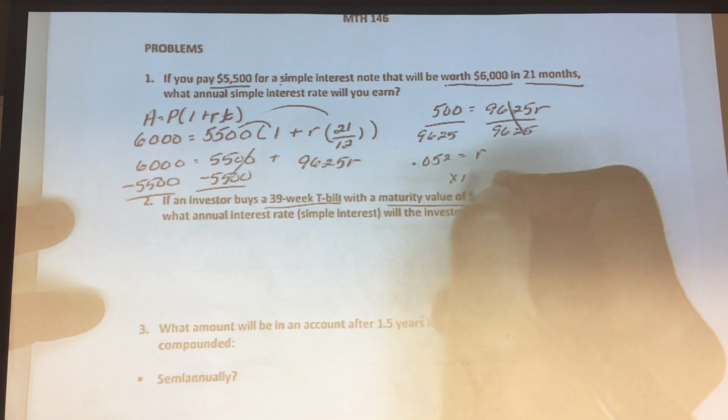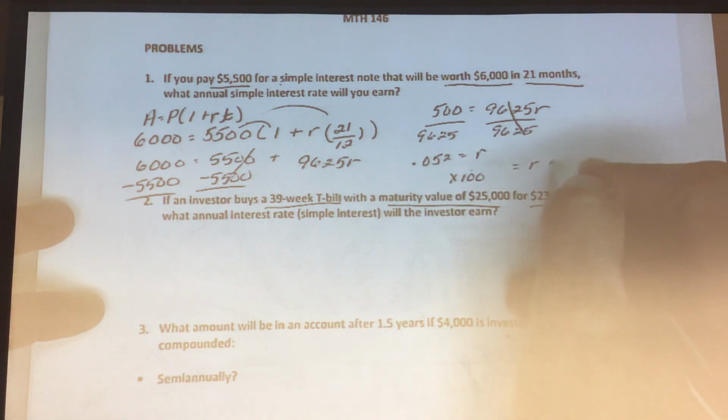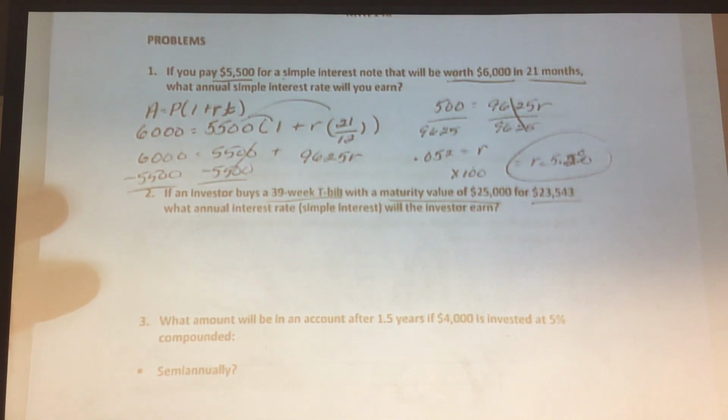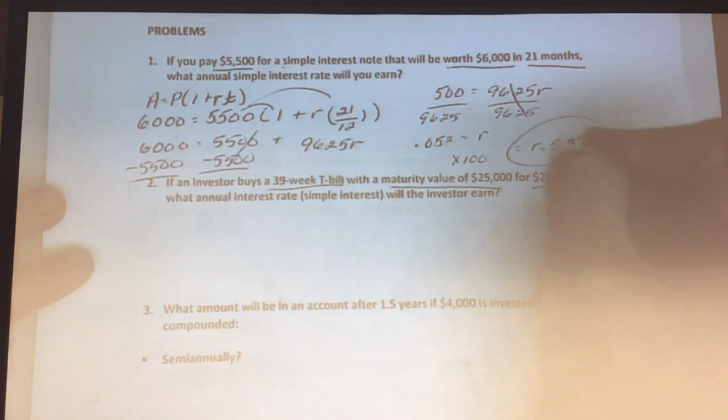And then you have to multiply by 100. So the rate is equal to 5.2%. 0.052 times 100 is equal to 5.2%.